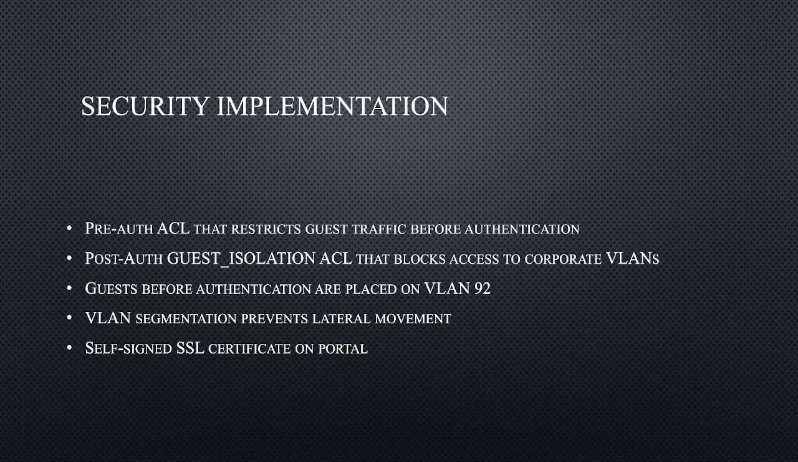Essentially that's going to block guest traffic from reaching any of the internal VLANs, which includes the employee wireless on VLAN 100 and the wired data VLAN. Before they authorize, guests are placed on VLAN 92, and essentially they cannot move laterally through the network at that point. And then I also set up SSL as well for the portal.